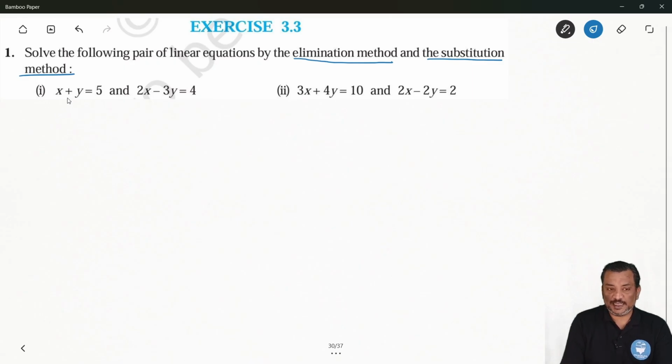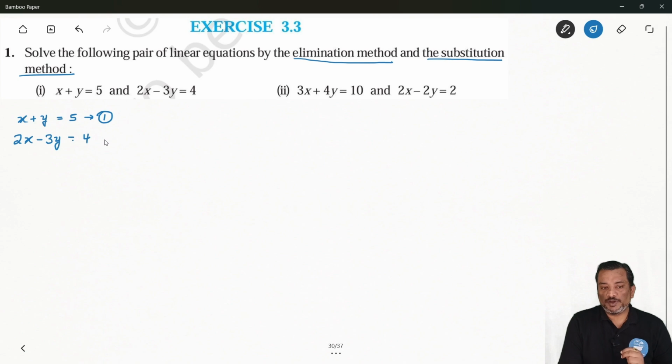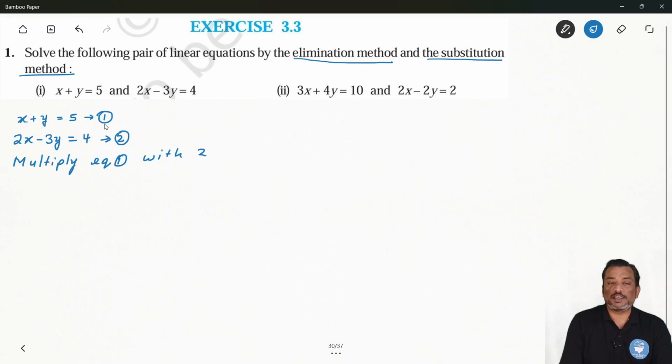So first, what is our first equation? We will take x plus y is equal to 5 as our first equation, and the second equation given is 2x minus 3y is equal to 4. This is our equation 2. Here we will multiply equation 1 with 2.